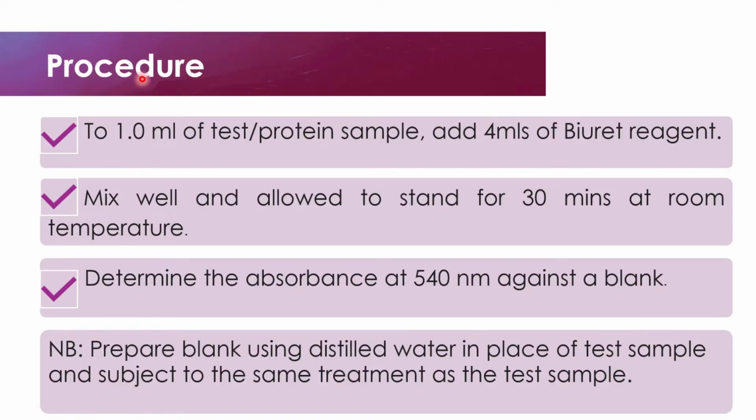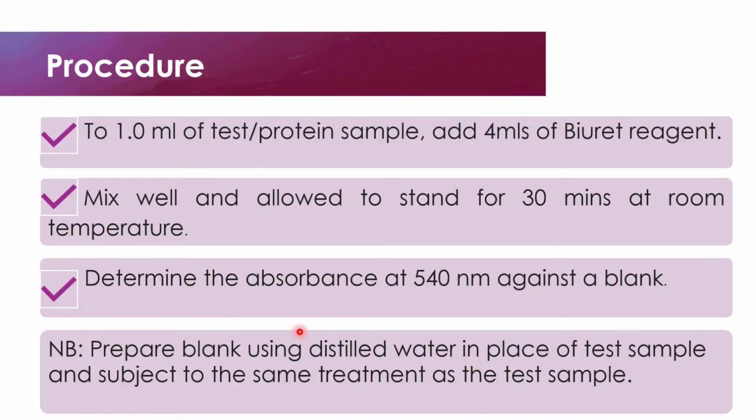Now let's look at the test procedure for the Biuret test. First, to 1 ml of our test or protein sample, we add 4 ml of our Biuret reagent. We mix well and allow to stand for 30 minutes at room temperature. After which we determine the absorbance at 540 nanometers against a blank. To prepare a blank, we use distilled water in place of the test sample and subject it to the same treatment as the test sample.